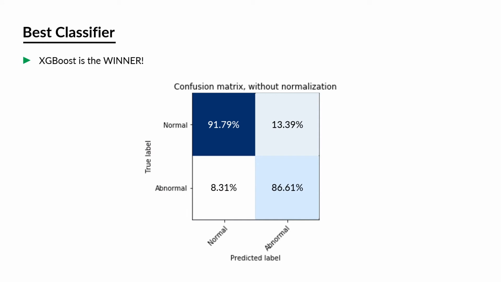After several iterations of training, validation, and classifier tuning, the best performing classifier was found to be the XGBoost classifier with a true positive rate of 86.61% and 91.79% true negative rate, and this is the classifier used in the final model.